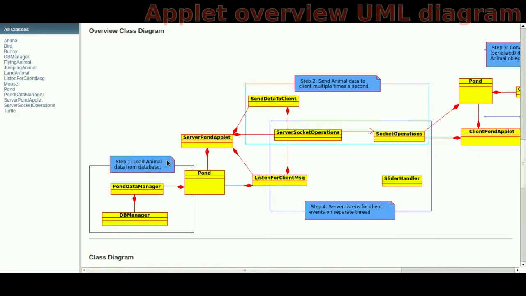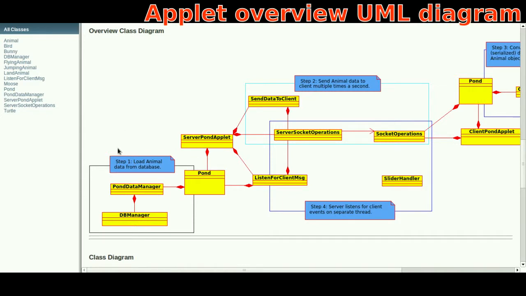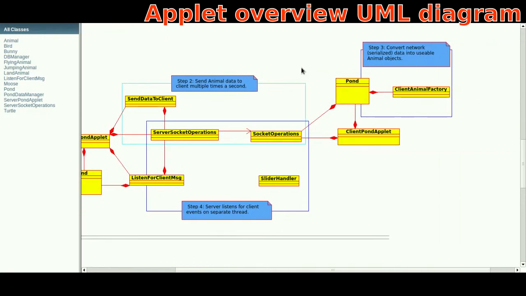Here's a class diagram, which is basically an overview of everything that's happening with these two applications. I won't go in depth, but you can see there's a few major steps, basically sending the data over to the client, and the server listens for any changes.